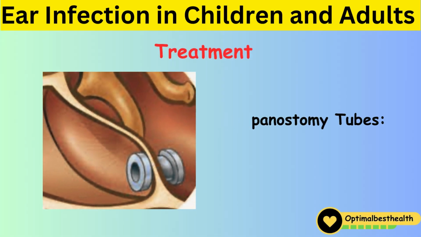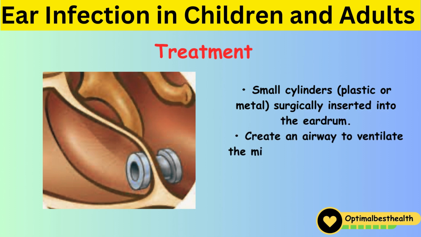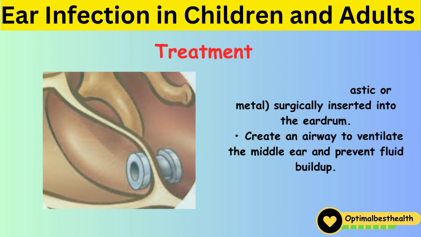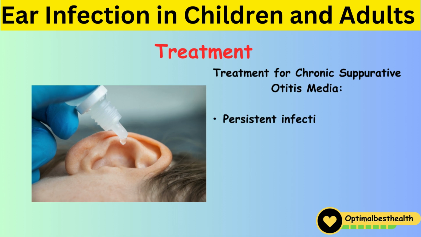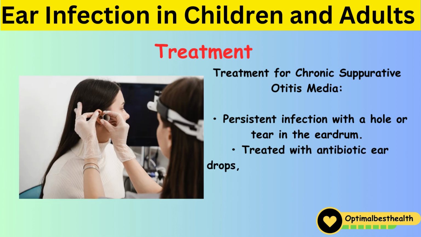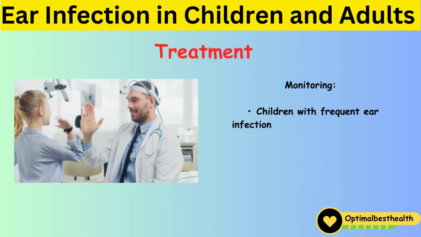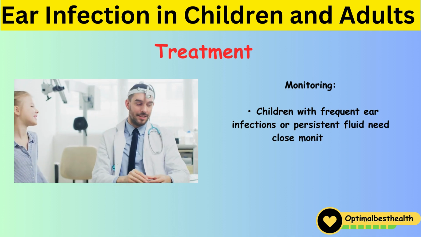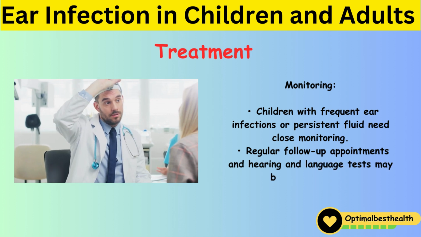Tympanostomy tubes: small cylinders, plastic or metal, surgically inserted into the eardrum. They create an airway to ventilate the middle ear and prevent fluid buildup. Treatment for chronic suppurative otitis media: persistent infection with a hole or tear in the eardrum. It is treated with antibiotic ear drops, possibly requiring fluid suction before application. Monitoring: children with frequent ear infections or persistent fluid need close monitoring. Regular follow-up appointments and hearing and language tests may be recommended.